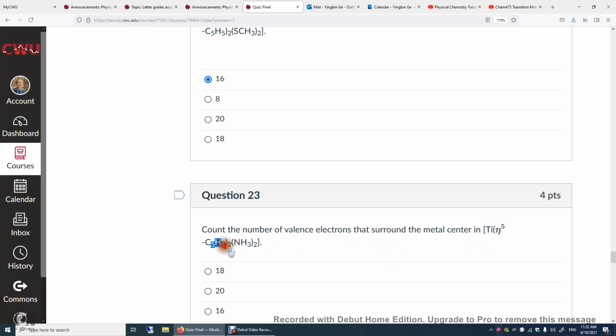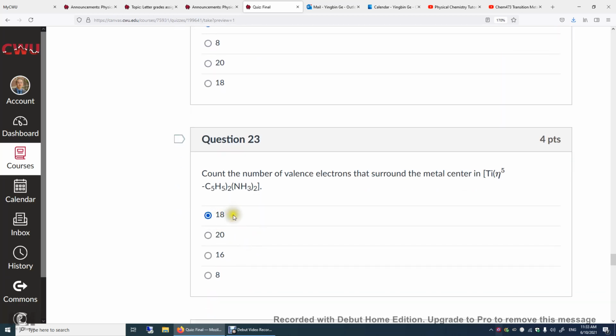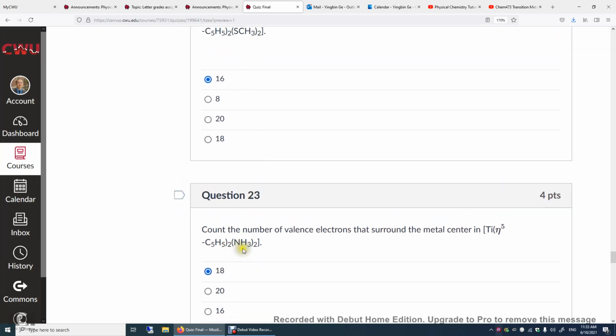Alright, and then this is -1 charged, amine is neutral, so overall you have 2 d electrons from titanium and 12 electrons from these 2 cyclopentadiene anions and 4 electrons from the 2 amine ligands. 2 plus 12 plus 4, that's 18. So again, this is 16 over here, this is 18 because I changed this ligand with an oxidation number of -1 with this ligand with a 0 oxidation number.